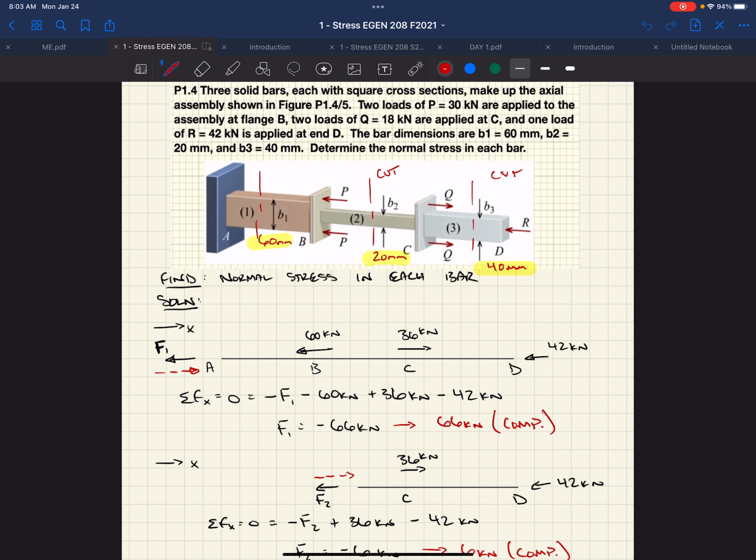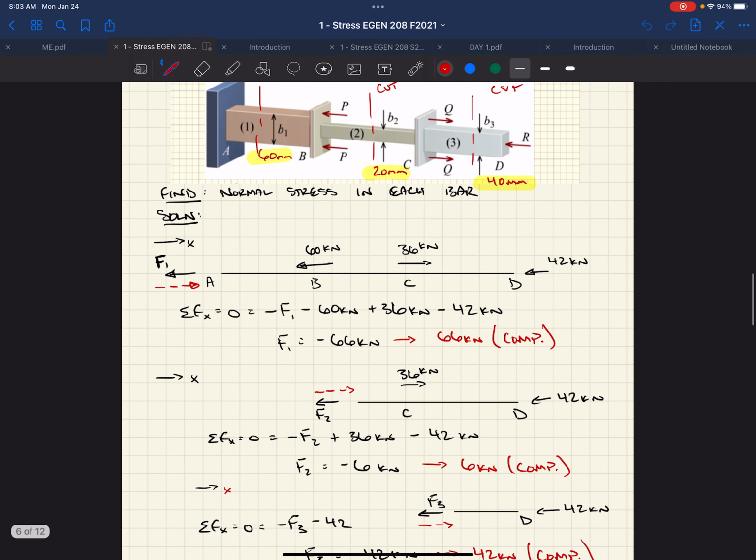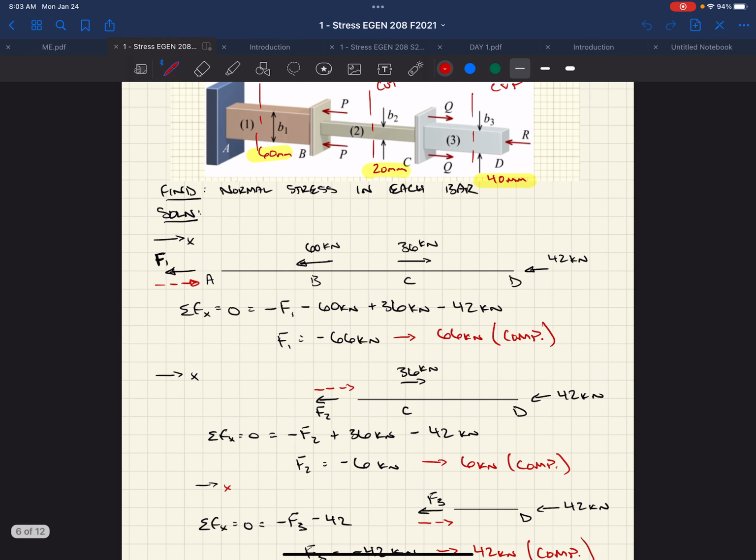And so we went through a couple examples, this being our second example, where we just had a series of different size bars coming from a fixed support. At the ends of each of these bars, we had a different amount of loading. We were asked to find the normal stress in each one of these bars. The process to do that would be to start with a free body diagram, like we always do. We're trying to find internal forces, and that's what free body diagrams allow us to do.